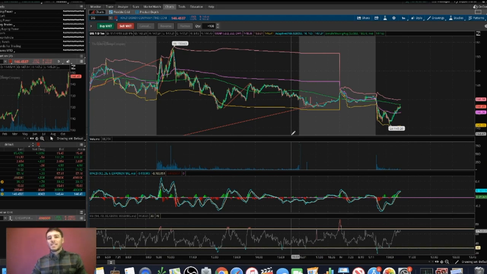I'm going to show you guys how to set up your TD Ameritrade ThinkorSwim platform indicators. Now these are the series of indicators that I use. There are many more out there, but these are the ones that help me day trade.